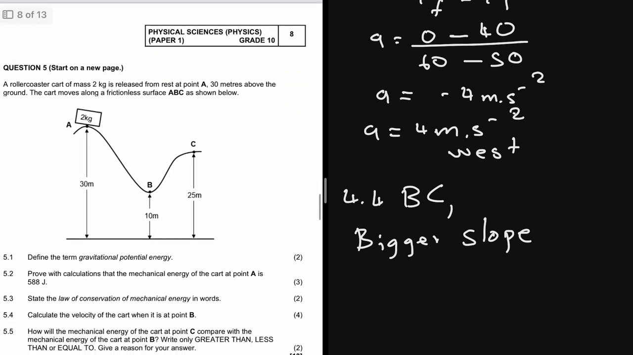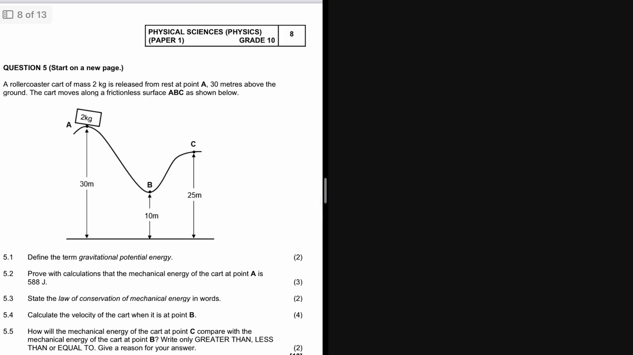Okay, the next question is question number 5. They say a roller coaster cart of mass 2 kg is released from rest at point A. So we know this is at rest, meaning the velocity there is 0 meters per second. Then they say it is 30 meters above the ground, so the height is given there, 30 meters.